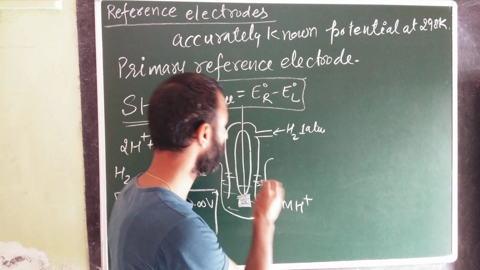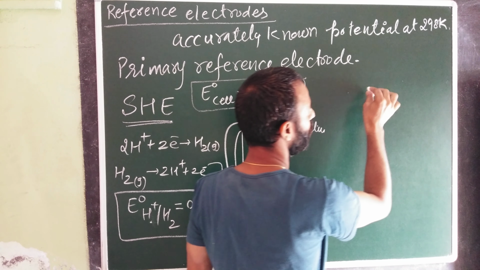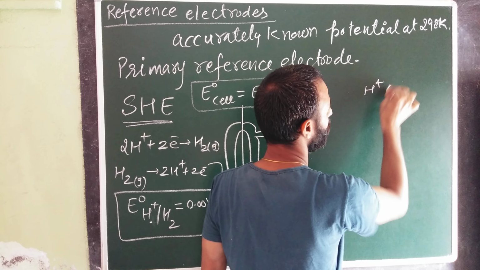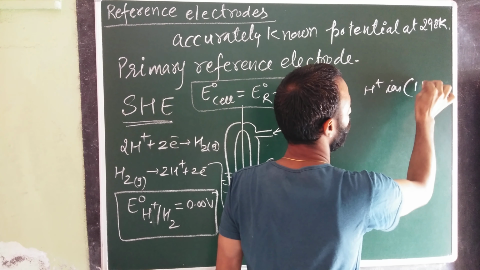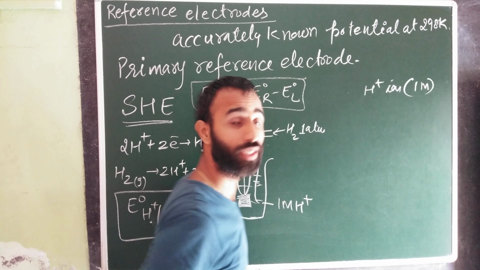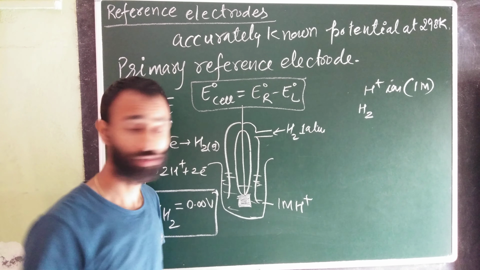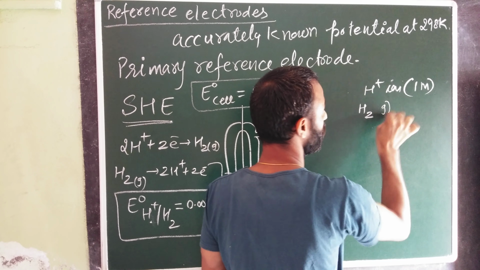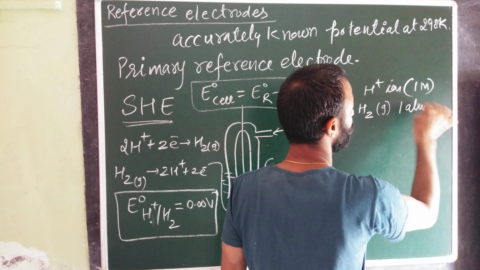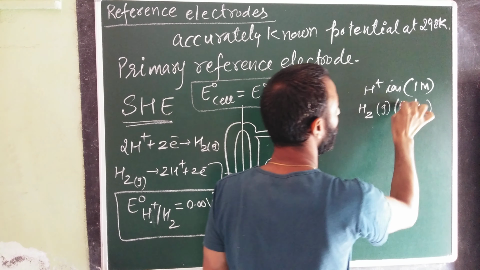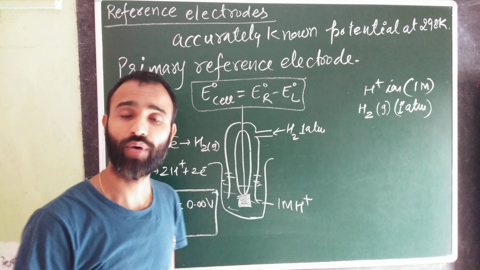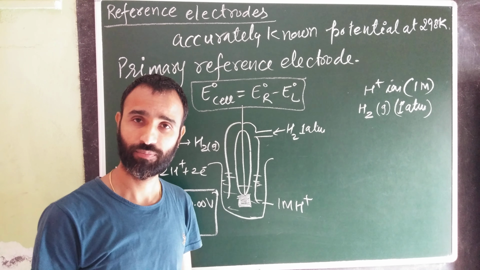But this electrode is very difficult to set up. Why is it so? Because it is difficult to maintain H plus concentration as 1 molar. It is difficult to first deal with gas, and at the same time pressure of the gas should be maintained at 1 atmosphere. It is very difficult to maintain pressure of hydrogen gas as 1 atmosphere.